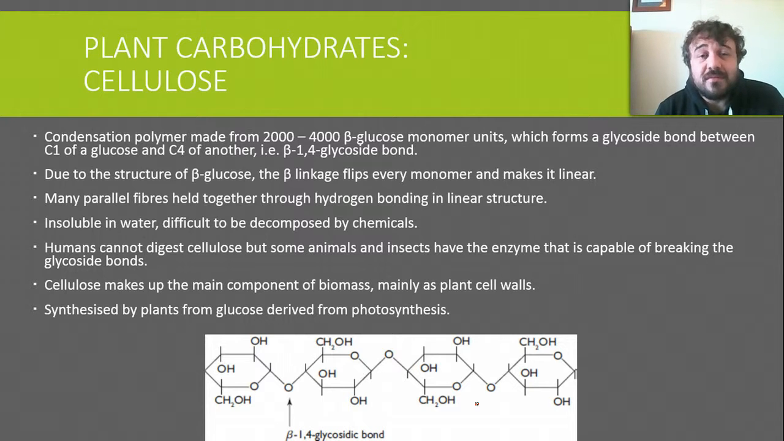For example, we can't digest it, but cows, which have the ruminant stomach, do. Actually, most animals can't digest cellulose. It makes up the main component of biomass, and it's there as plant cell walls. It's synthesized in plants from glucose that's come from photosynthesis.